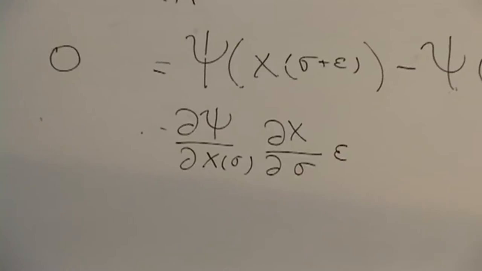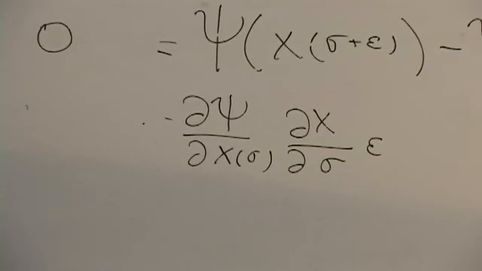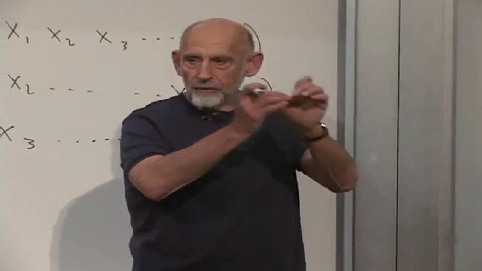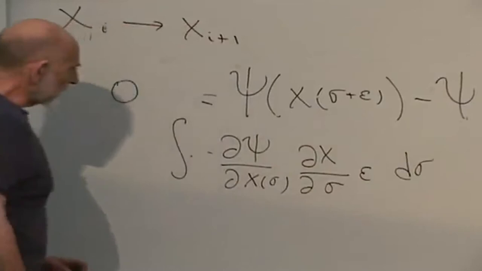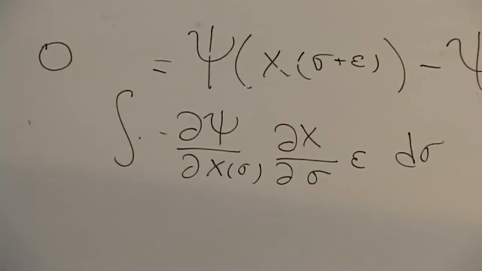Now, which sigma am I talking about? Sigma at the origin, sigma at pi? What does it mean here? Is this a separate equation for each sigma? No. You should add them all up. You're saying the change in psi when you change something at one point, plus the change in psi when you change it at the next point, and so forth. This really should be the integral d sigma. The sum of all the changes in psi when you shift each x a little bit should all add up to zero. That's what this says. We can get rid of the epsilon now.